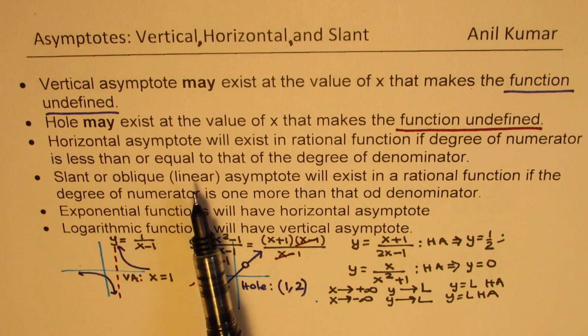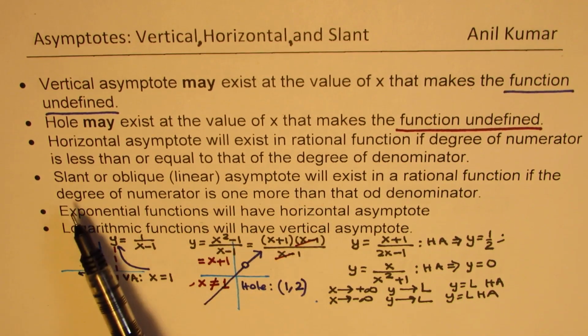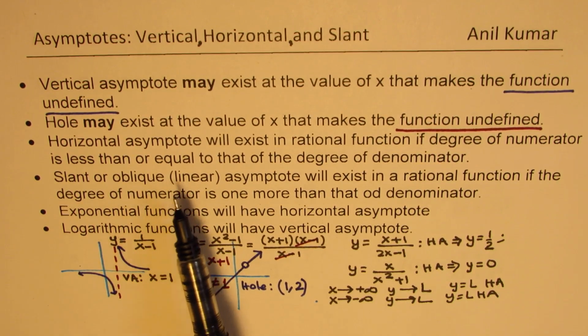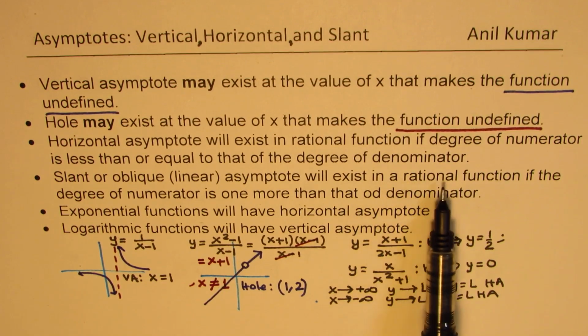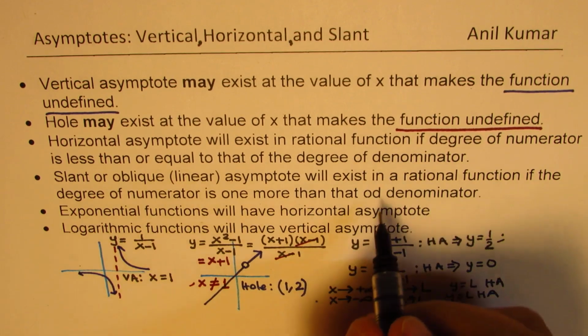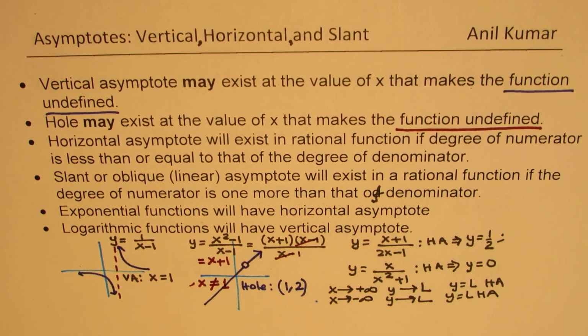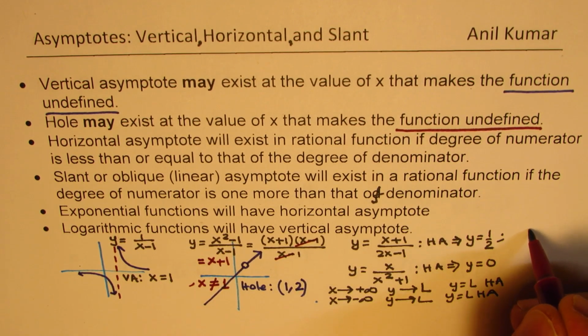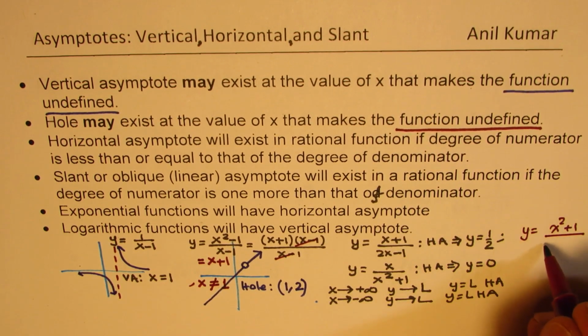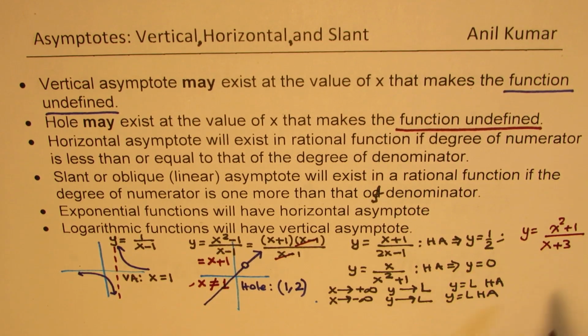We'll specifically say linear asymptote. So the definition is a slant or an oblique asymptote, oblique linear asymptote, will exist in a rational function if the degree of the numerator is one more than that of the denominator, right? So one more than that of the denominator. So that is to say that for oblique asymptote, we are looking for a function like y equals x squared plus 1 over, let us say we have x plus 3, something like this, right? So degree of numerator is 1 higher. So in this case, we'll get oblique asymptote.